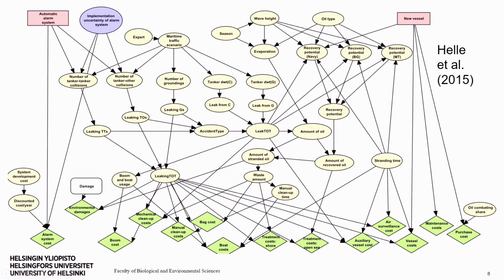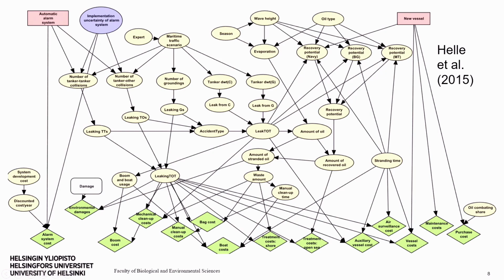In both of the upper corners, we can see the decisions. The green ones are the costs, and then there is also this external damage function, which describes the environmental benefits of not having oil in the Baltic Sea. And then the blue one in the upper left corner is what I introduced in this model. It's an uncertainty node for the implementation of this alarm system.